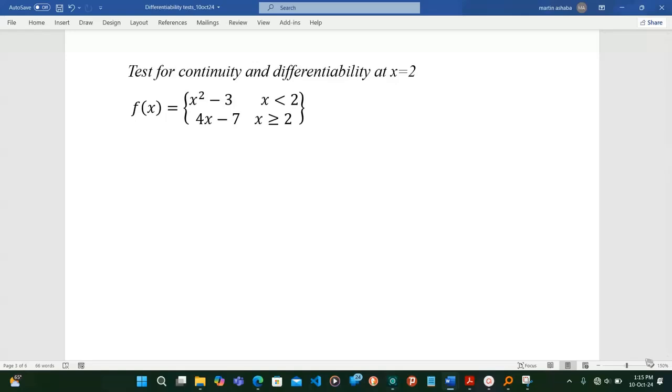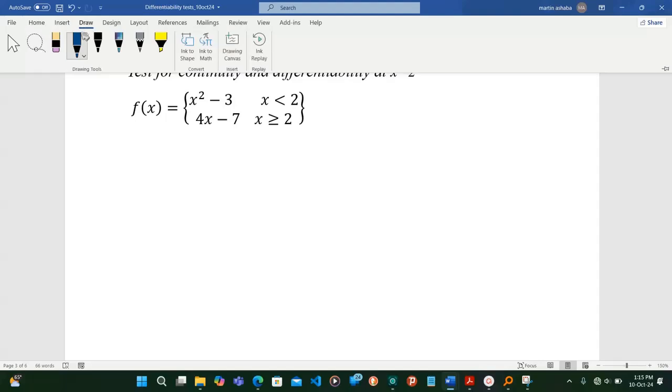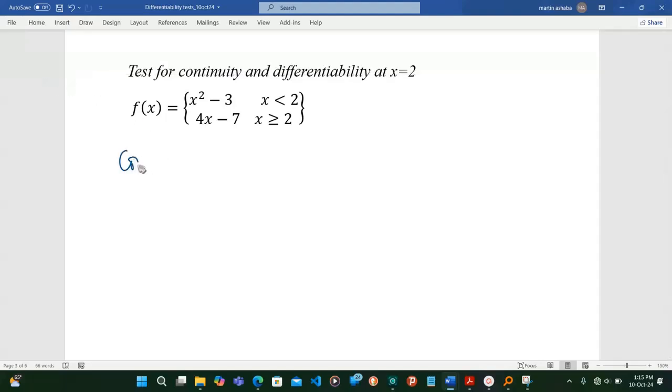to 2. Now, f of x is equal to x squared minus 3 for values of x less than 2, and f of x is equal to 4x minus 7 for values of x greater than or equal to 2. So let's begin with the continuity test.